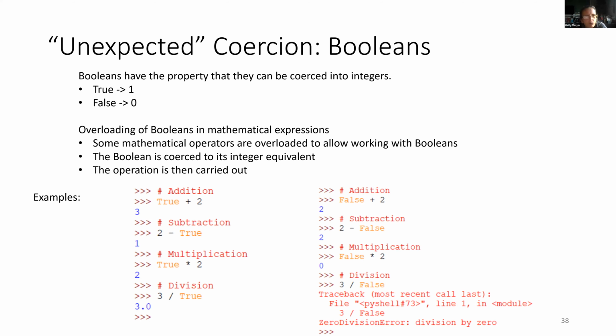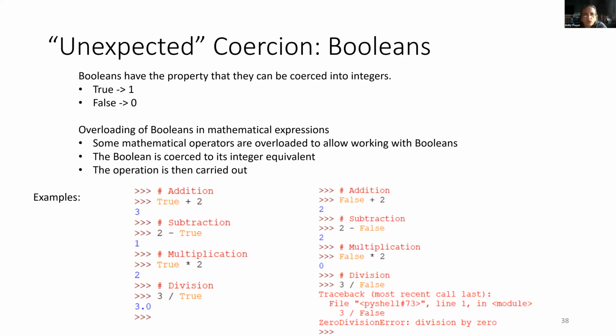So that brings me to those unexpected coercions, the Booleans. Booleans have the property that they can be coerced into integers. Remember, Boolean is true or false. And of course, in computer speak, things all get turned into ones and zeros at the end of the day. And it turns out that Booleans also have their integer equivalents. True is equivalent to 1 and false is equivalent to 0. So overloading of Booleans in mathematical expressions is something that is possible. Some mathematical operators are overloaded to allow working with Booleans.